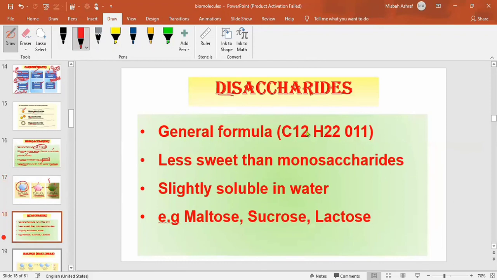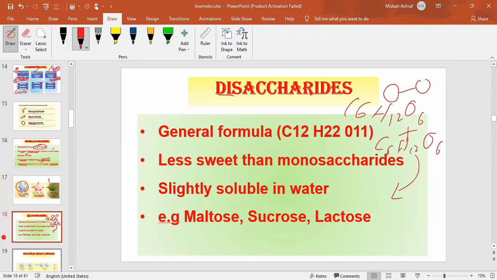Disaccharides have C12H22O11. Now girls, if 2 glucose molecules are going to join together, one glucose and another glucose, the formula of glucose is C6H12O6, right? If 2 glucose molecules join together, C6H12O6 and C6H12O6, what are we going to get? If you combine these together, we get C12H24O12.